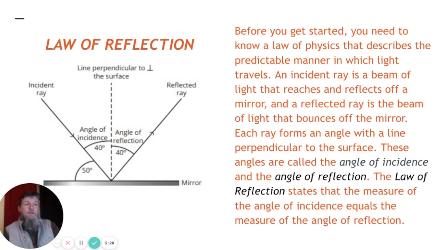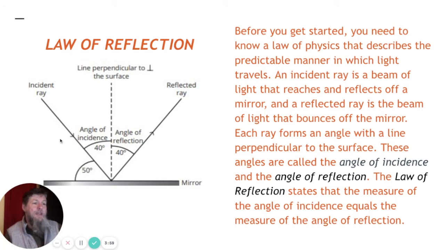So let's talk about the law of reflection before we get started. You need to know this law of physics that describes the predictable manner in which light travels. An incident ray here is a beam of light that reaches and reflects off a mirror. Let's say there's a mirror here and it reflects off. A reflected ray is a beam of light that bounces off the mirror. Each ray forms an angle with a line perpendicular to the surface. This is a line perpendicular to the surface.